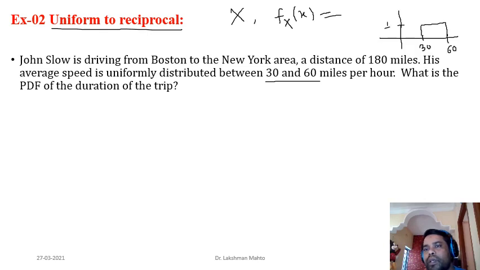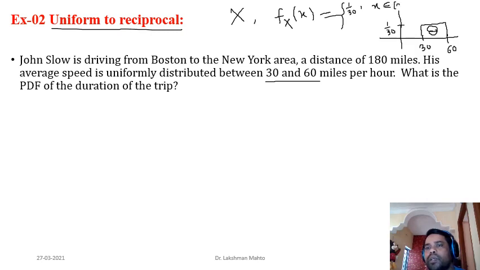It would be 1 by 30. Then area would be equal to 1. The area of this rectangle would be 1. So that's where density is 1 by 30 when x is between 30 to 60, when x is taking value from the interval 30 to 60.